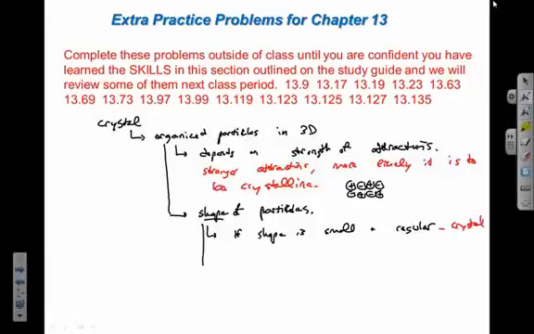If you have an irregular shape or very large or long chains of molecules, then it's much more likely to be amorphous. Because there, even if you have strong attractions, if you try to organize a bunch of things that don't look the same as one another, you can't do it.